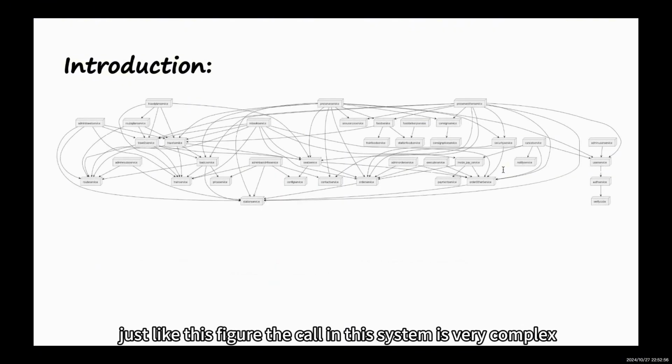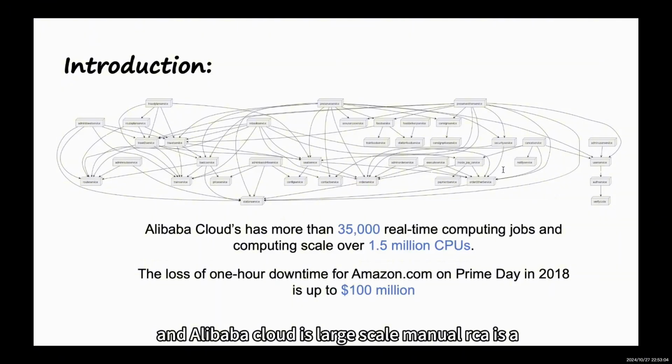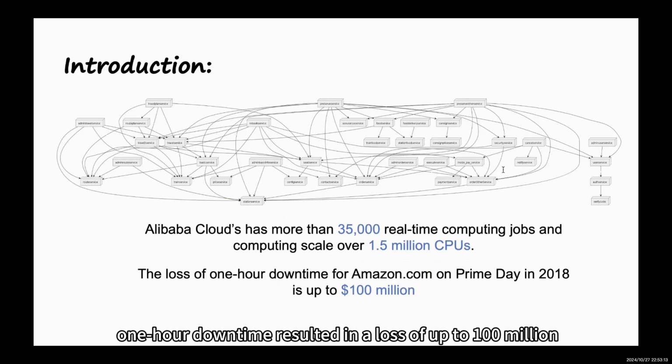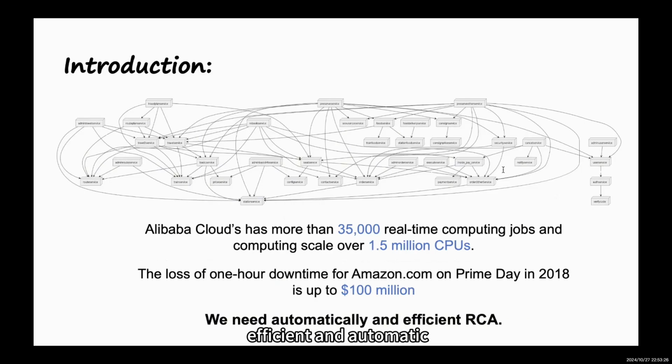Just like this figure, the cause in this system is very complex, and Alibaba Cloud is large-scale. Manual RCA is a large workload task. Amazon's 1-hour downtime resulted in a loss of up to 100 million. These incidents indicate the necessity for efficient and automatic root cause analysis to minimize downtime and ensure the reliability of services.